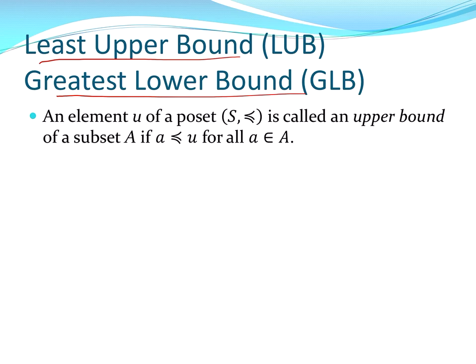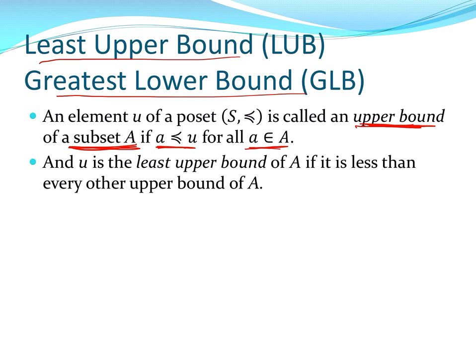The way we encounter them is we talk about subsets of the set on which the partially ordered set is defined. And we say that an element U is an upper bound if all the elements of the subset A are earlier than or the same as U for every element in that set. And we say that U is a least upper bound if it is less than every other upper bound of A.